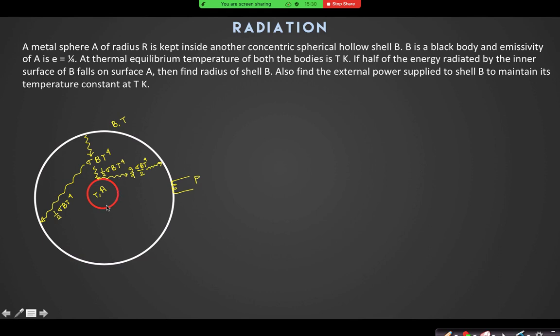Along with this, it has its own temperature T, so it will also emit, and the emissive power will be E sigma A into T power 4. And that will also completely fall on surface B. These things are going inside, and outside only one thing is happening. This outer surface is emitting sigma B T power 4. Have I missed anything, or I think I have drawn every possible situation.